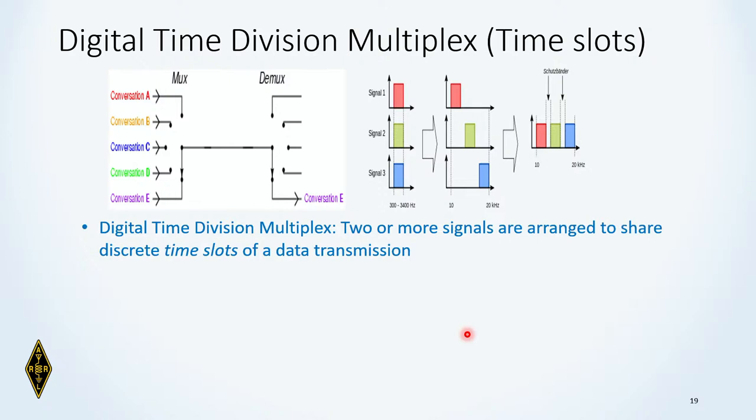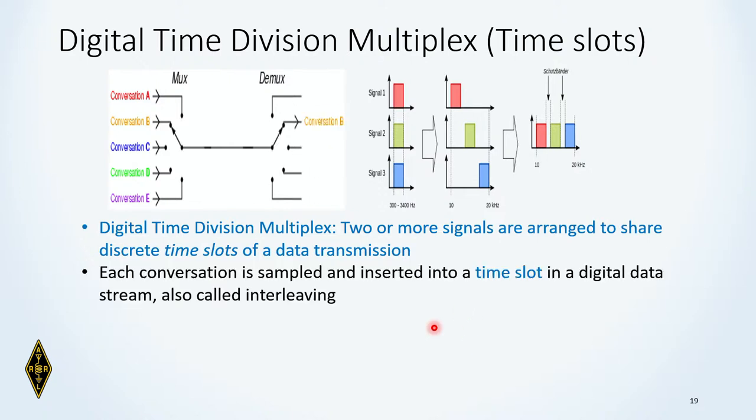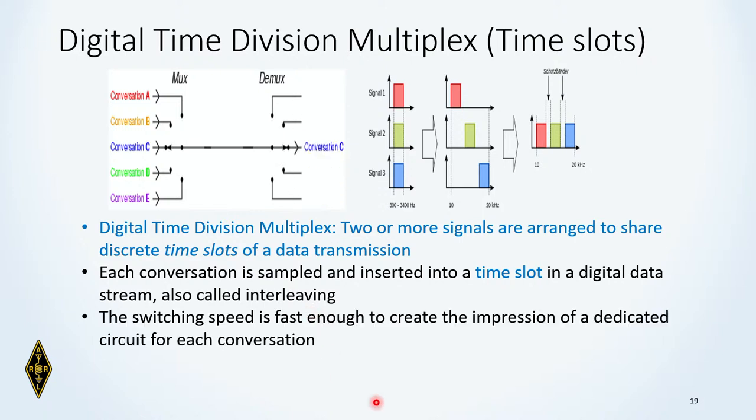More of a close-up. Each conversation is sampled and inserted into a time slot in a digital data stream. This is also called interleaving. This used to be a popular method for telecom companies to deliver service to businesses. Yep, absolutely. T1 was that way, 24 channels. And it did the round robin in 1.5 megahertz. Yep, very good, you've got that background. I dealt with that in the cellular world as well. And the switching speed is fast enough to create the impression of a dedicated circuit for each conversation.